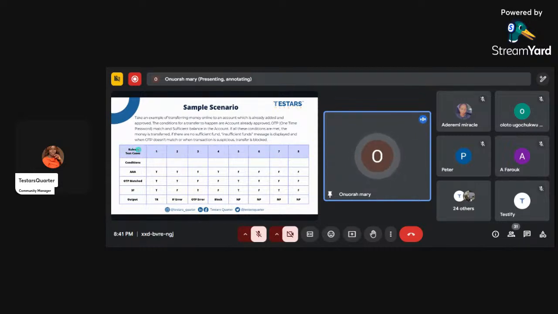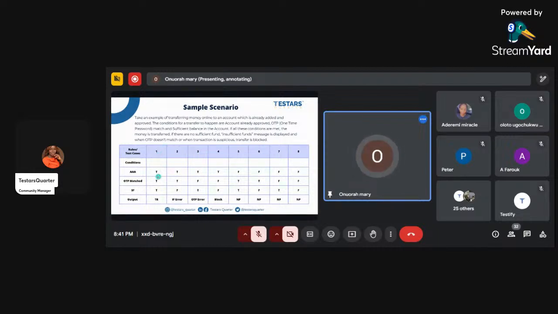And they are the rules, which I also call the test cases. And then down here, you can see the conditions. We have 3 conditions as well, which we already identified. That's already approved account, which I name here as AAA. So when you see AAA, you know that I'm referring to account already approved. And then the next one is OTP match. Then the SF is sufficient fund. So when you see that, just know that I'm talking about sufficient fund.